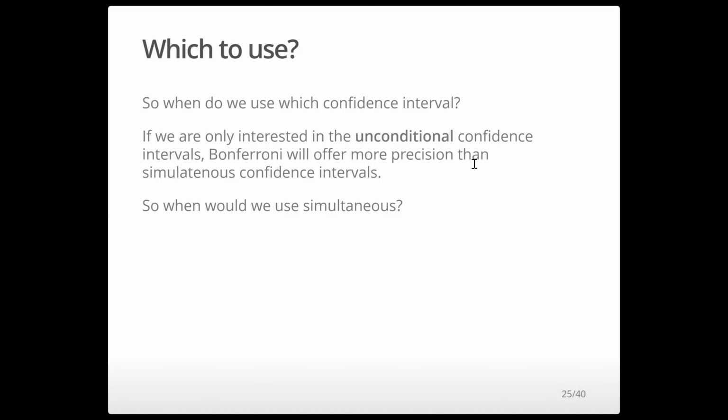If we're interested in the unconditional confidence intervals, that is just a variable not conditional on the other variable, but we are looking at multiple variables, then we're going to want to use Bonferroni. They offer more precision than the simultaneous confidence intervals, but they're also not going to cause inflated type 1 error rates about each individual variable. So when do we use simultaneous?